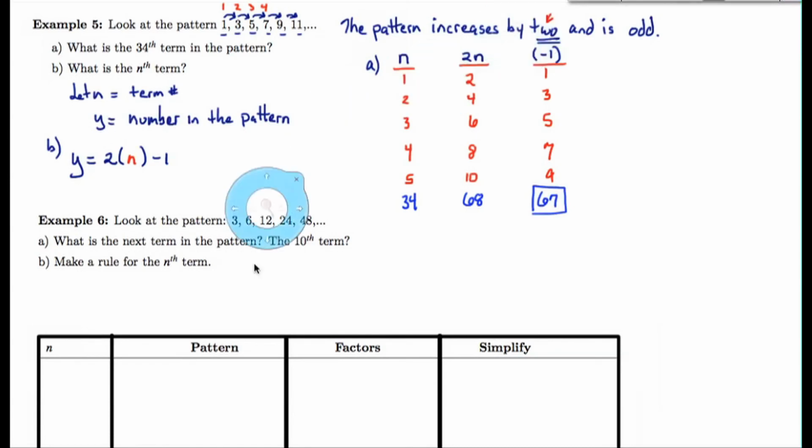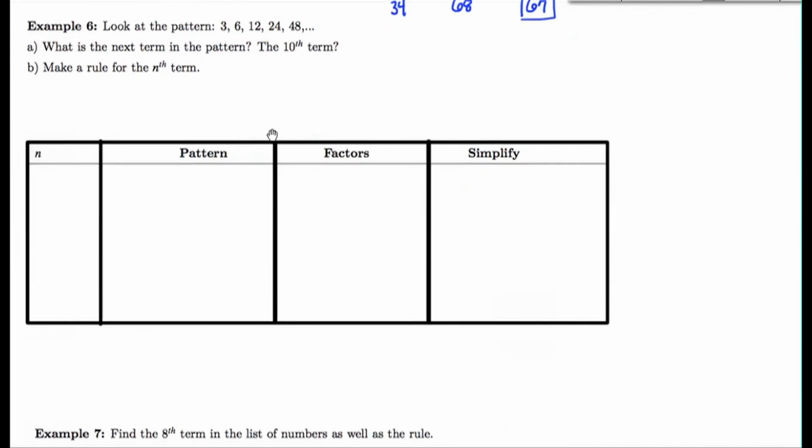Okay, so example 6. Look at the pattern, 3, 6, 12, 24, 48. What is the next term in the pattern? What's the 10th term? Make a rule for the nth term. Okay, so this would be the first term, second term, third term, fourth term, fifth term. So let's write that down. 1, first term, second, third, fourth, fifth.